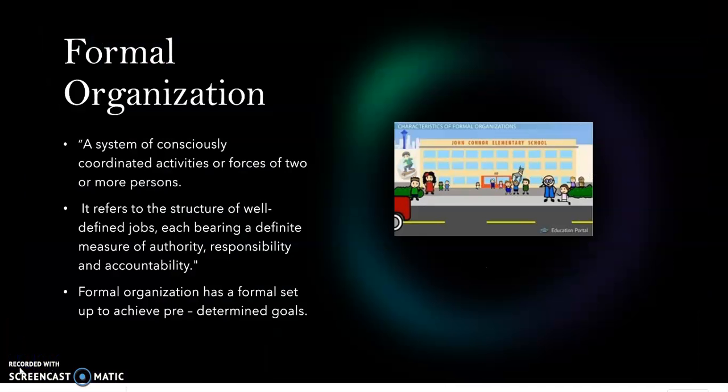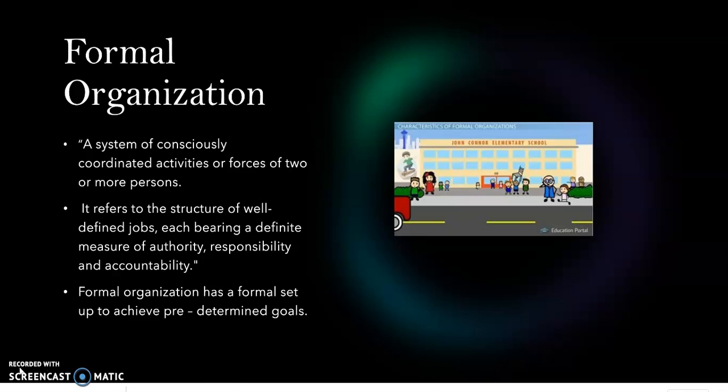So let's understand what is formal organization. Formal organization refers to the organization structure which is designed by the management to accomplish a particular task. A system of consciously coordinated activities or forces of two or more people. It certainly refers to the structure of well-defined jobs, each bearing a definite measure of authority, responsibility and accountability.